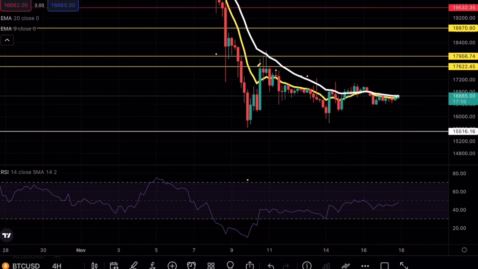Number two, the indicator is obviously going to be the RSI, which is on the chart you can see right now, which is telling you whether or not the stock or the crypto is overbought or oversold.